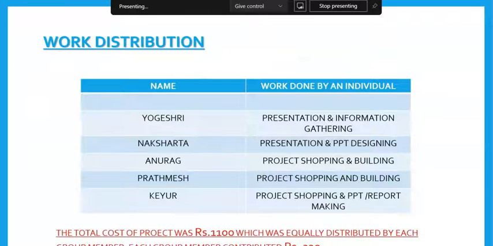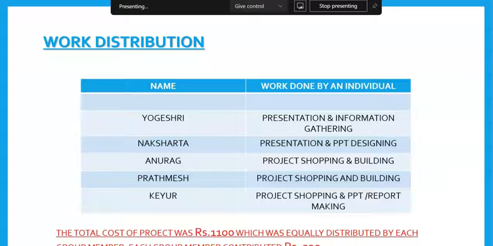Now the work distribution. The work was distributed according to our strengths. The presentation and information gathering work was done by Yogeshri. I did the presentation and PPT designing. Anurag did the project shopping and the project making. Prathamesh too did the project shopping and building things. And Keyur did the project shopping and PPT and report making.